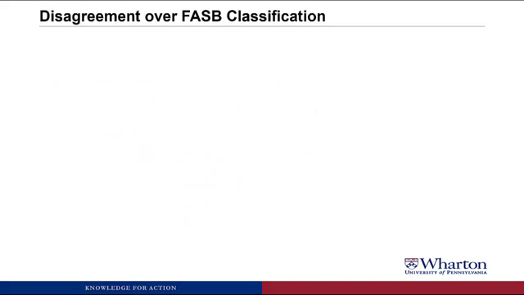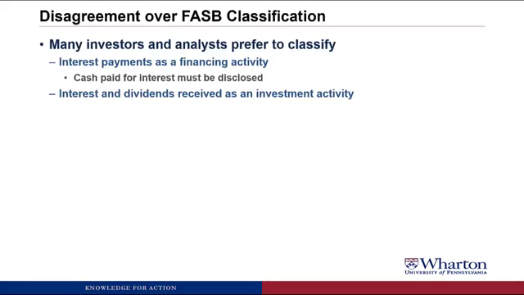Next, I want to talk about disagreements that analysts and investors have over the FASB classification of a couple items. I know it's hard to believe that people would disagree with the FASB, but there are a couple disagreements out there. The first, many investors and analysts prefer to classify interest payments as a financing activity and interest and dividends received on an investment as an investing activity.